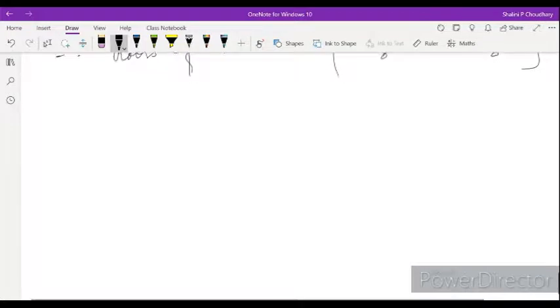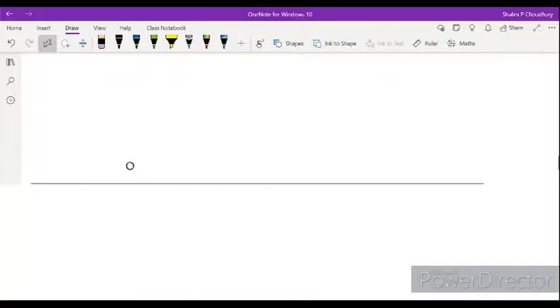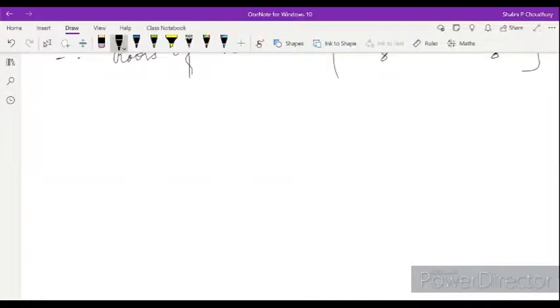So the next question we'll do based on the same concept. We have to find the solution of a quadratic equation in complex numbers. What's the question? The next question is 2x square minus square root of 3x plus 1 is equal to 0.